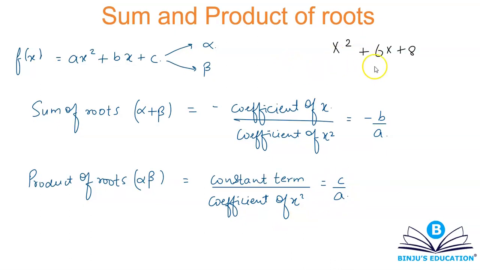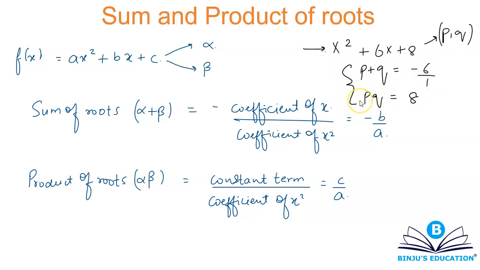So let's say we have this equation x² + 6x + 8, and let's say the two roots are p and q. So you can say that p plus q is minus 6 by 1 and pq is equal to 8. So let me remove this.